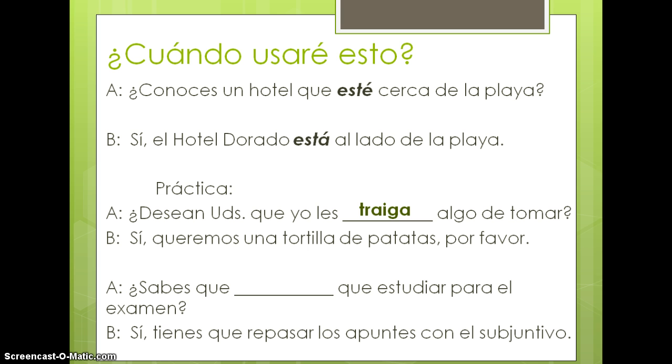Second example, the question and answer. Once again, pause really quick. You're going to use a form of tener in your answer. And here we go, the answer. ¿Sabes qué tengo que estudiar para el examen? Sí, tienes que repasar los apuntes con el subjuntivo. Do you know what I have to study for the exam? Yes, you have to review your subjunctive notes.